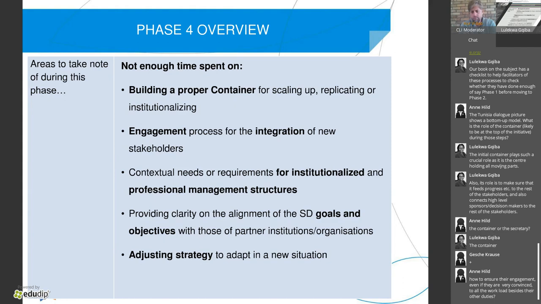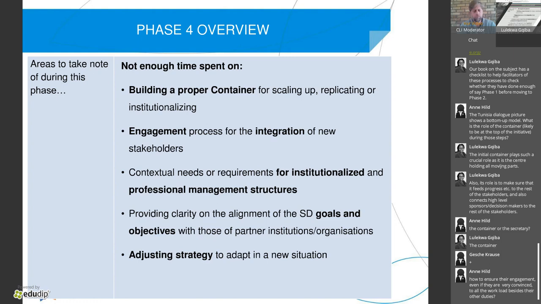We have also seen that the contextual needs or requirements of an institutionalized structure are not met. Here, if you decide that you were a semi-informal initiative but now you want to become an organization, perhaps get the services of a consultant that specializes in this sort of thing, who can tell you the requirements you need to meet in terms of governance, in terms of legal requirements, things like revenue services, depending on the requirements for that particular country. This might seem obvious, but it is not always obvious.